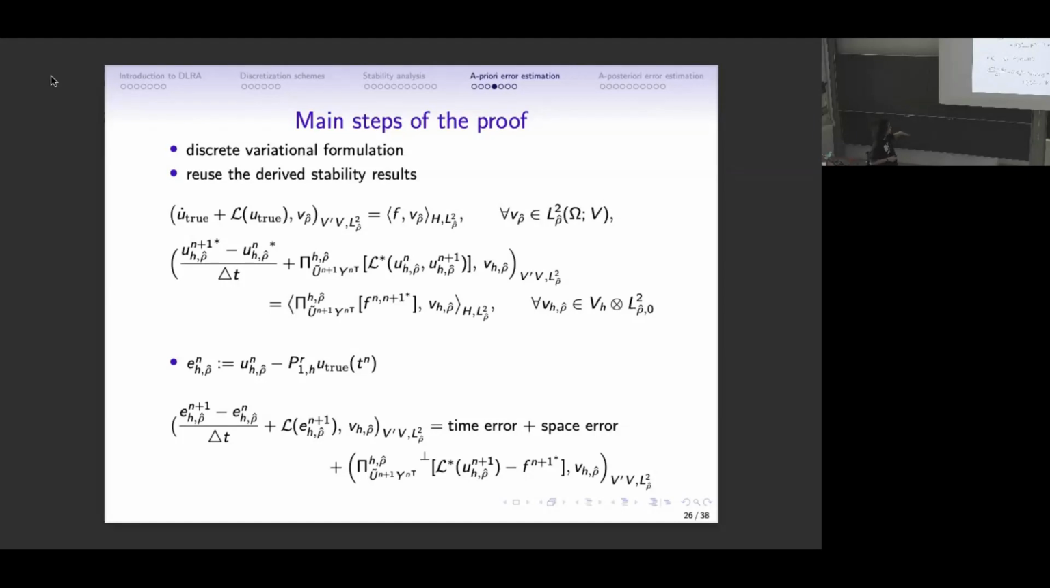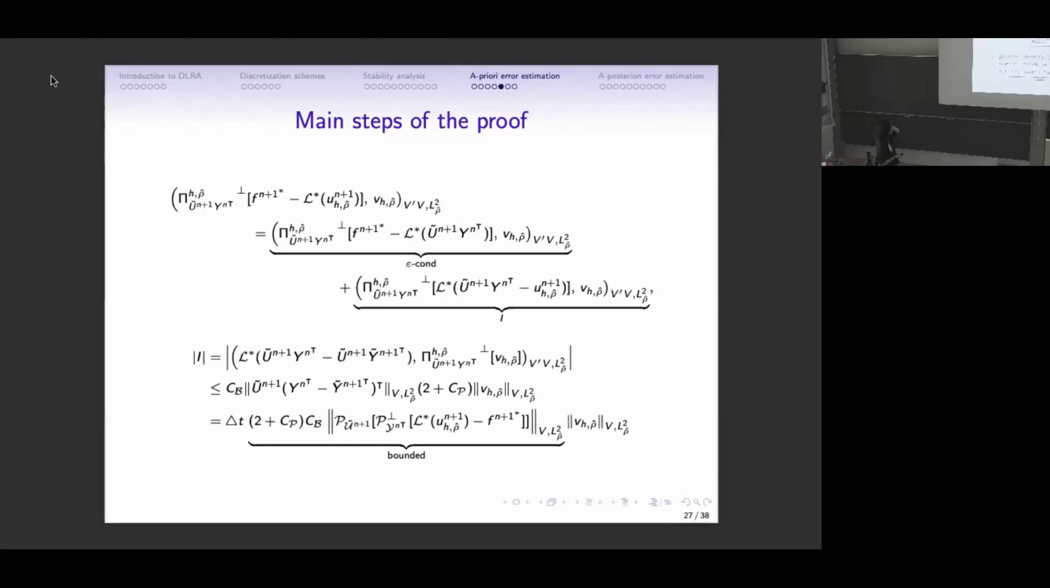And then the proof is very standard, as you normally have without any dynamical low rank approximation. So you derive a variational formulation for your error term. And then you end up with an error term which accounts for the time discretization, an error term which accounts for the space discretization, and then this projection on the orthogonal complement, right? Since we have the projections here, we will work with the orthogonal complement. And the challenge is to somehow manage to bound this.